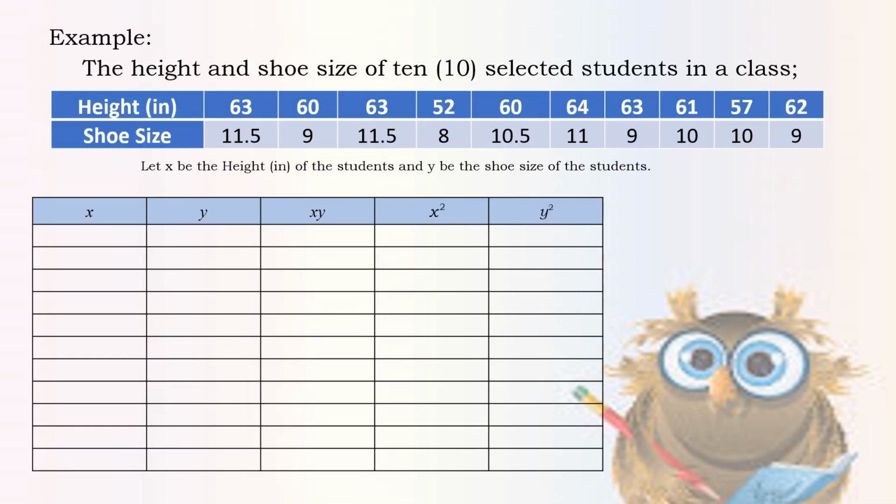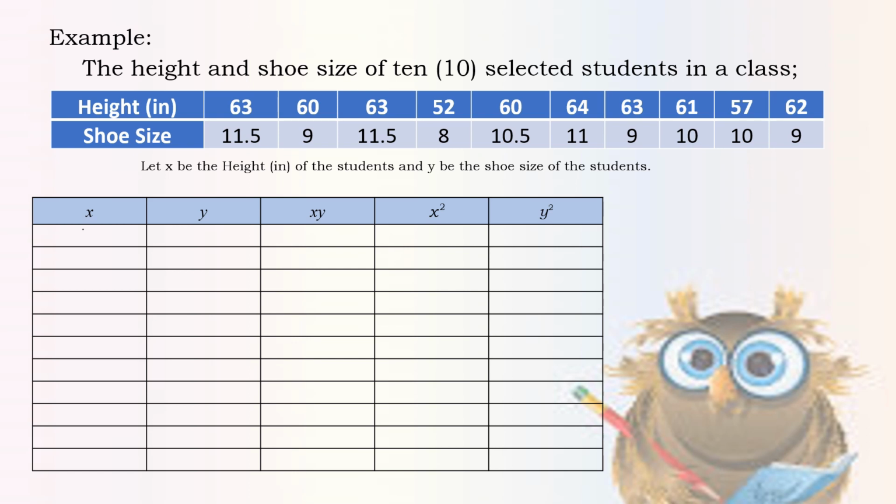Okay, so let's take a look at this example. The height and the shoe size of 10 selected students in a class. Here is the table. Let X be the height of the students and Y the shoe size. So I have drawn here the frequency table. All we need to do is fill this up or complete it.